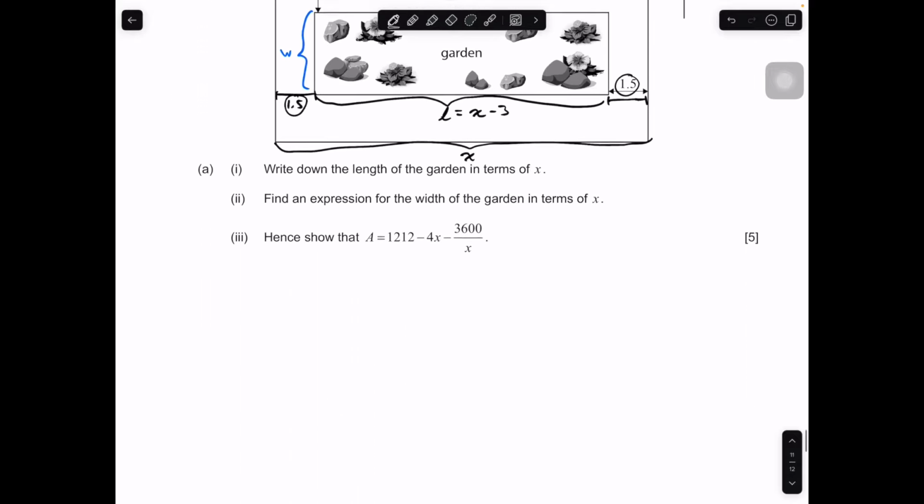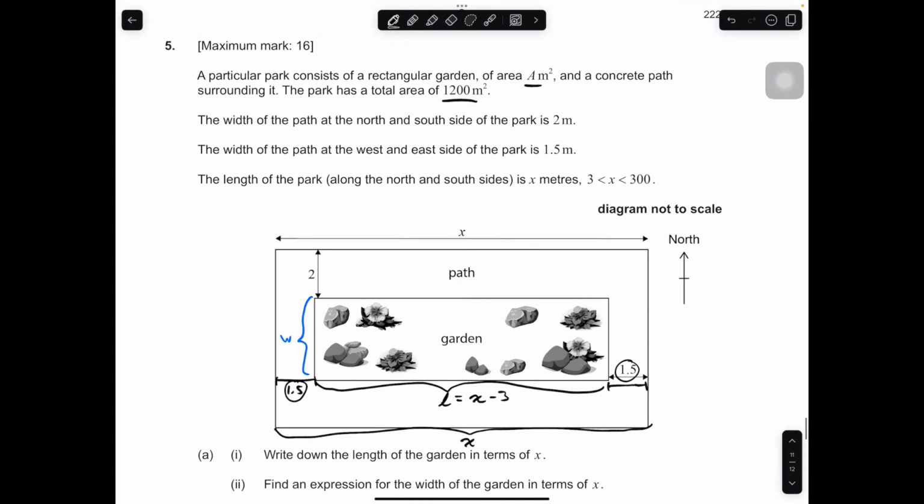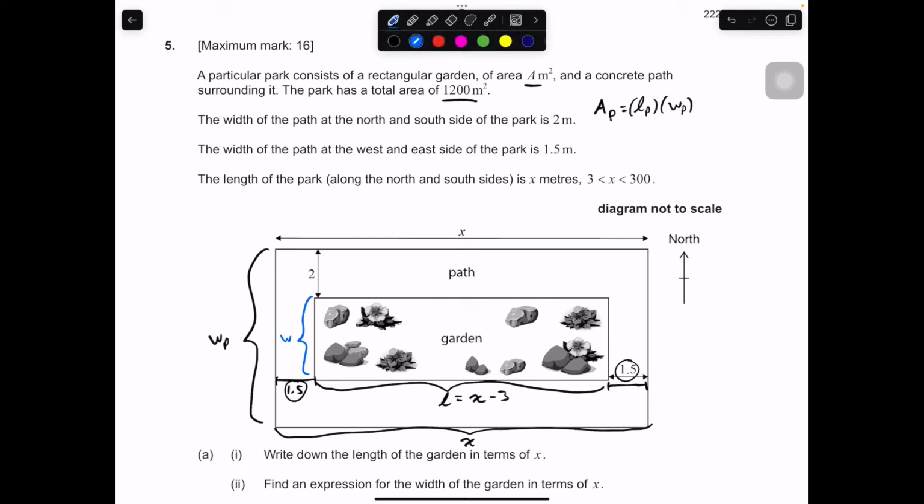So, write down an expression for the width of the garden in terms of x. So what do we know? Area itself is equal to length times width. In this case, let's say the area of the park is equal to the length of the park times the width of the park. If we can find the width of the park, then we can find the width of the garden, because we know that the width of the garden is just 2 less and 2 less than the width of the park, or 4 less than the width of the park.